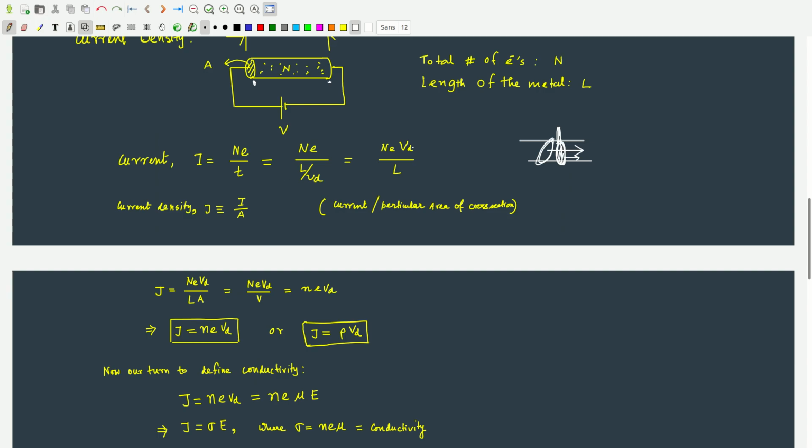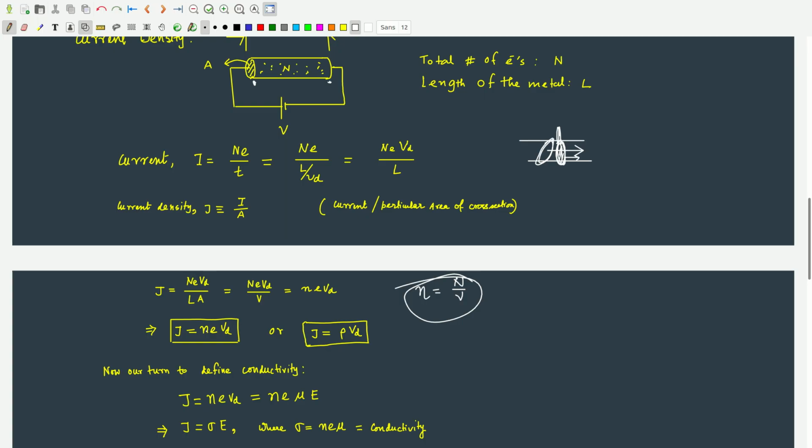And I is NeVd by L. You put that value of I, NeVd divided by L into A. L is the length of the rod and A is the area, that means L into A is the volume of the rod or conductor. And N divided by V is the number density. Here n is the number density, that is N by V, the number of electrons per unit volume. Therefore J equals n e Vd.